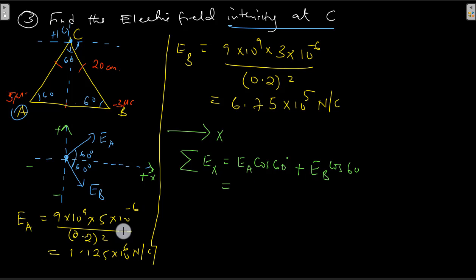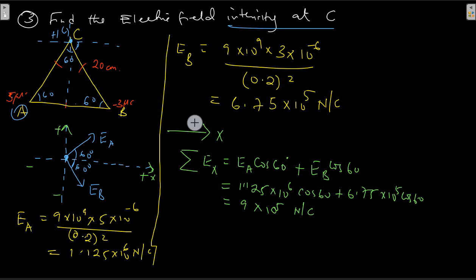If we put in the values, EA is 1.125 exponent 6 times cos 60, plus EB is 6.75 exponent 5 times cos 60. If you put these values into the calculator, you get 9 times 10 to the power 5 newtons per coulomb. That's the resultant force in the horizontal.